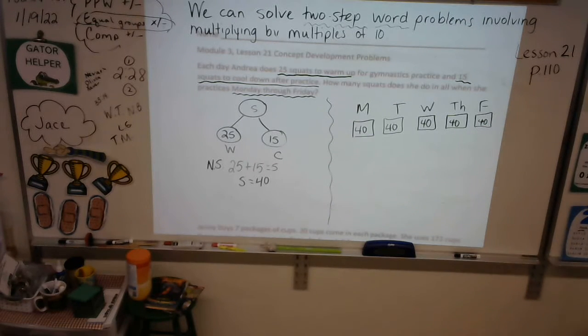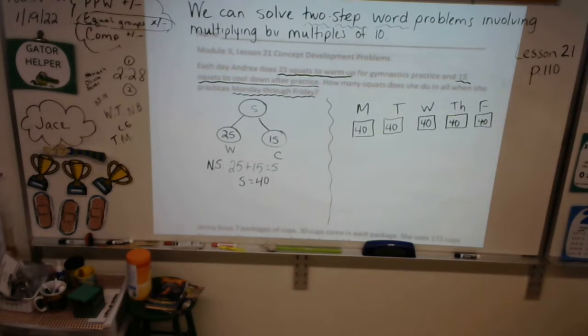All right, now there's another picture. Go ahead and write a number sentence. For that, we can use the letter S again for squats if you want. What number sentence would you write? Notice they are multiples of 10. We've got equal groups. Look how many equal groups you have.